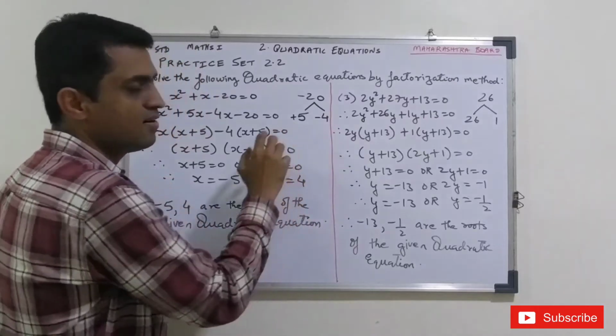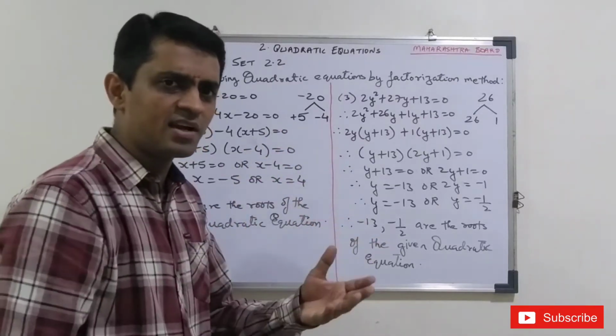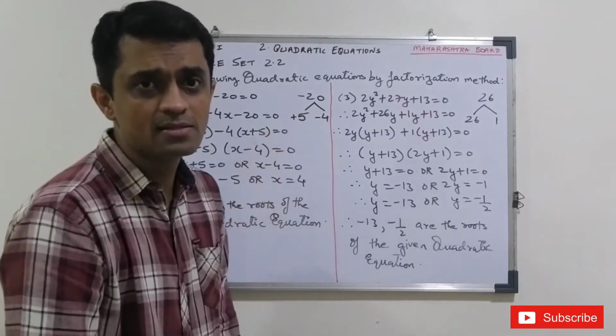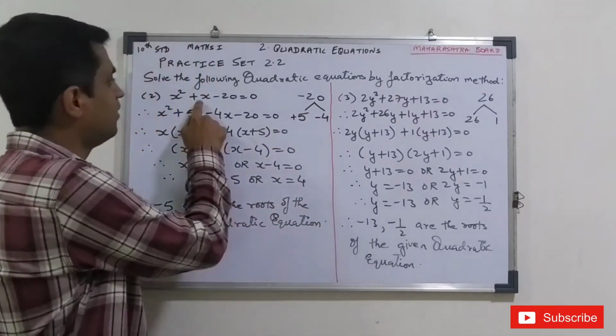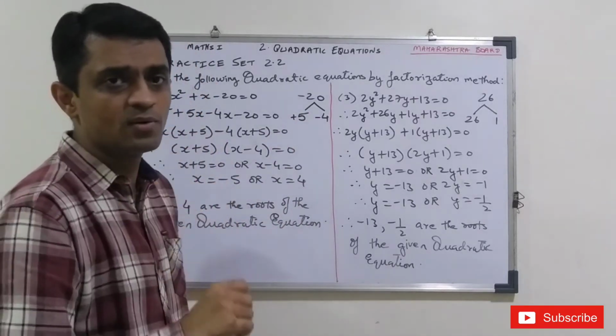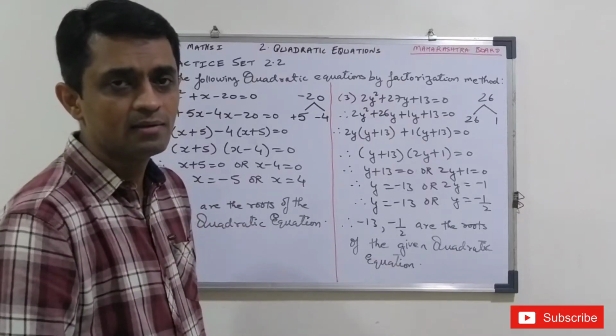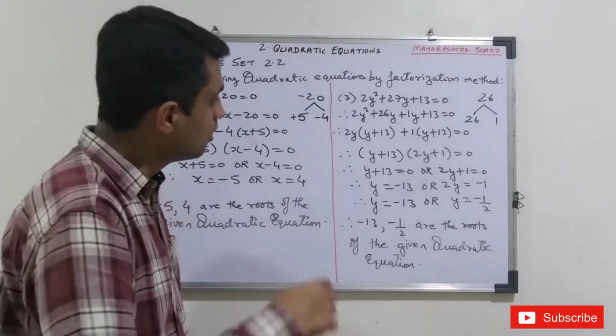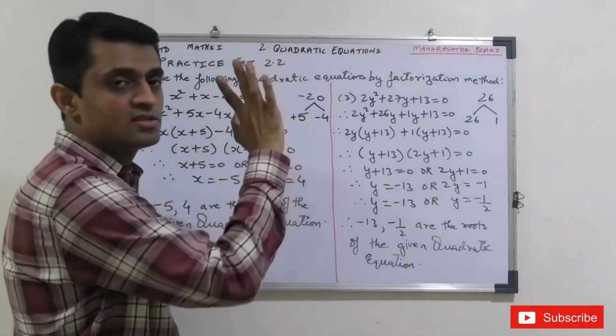So the factors are 5 4s are 20. There are other factors also: 10 2s are 20. But 10 2s are 20 will not give you 1, because 10 minus 2 is 8 and 10 plus 2 is 12. No chance. So 5 4s are 20 is the most suitable factor pair.